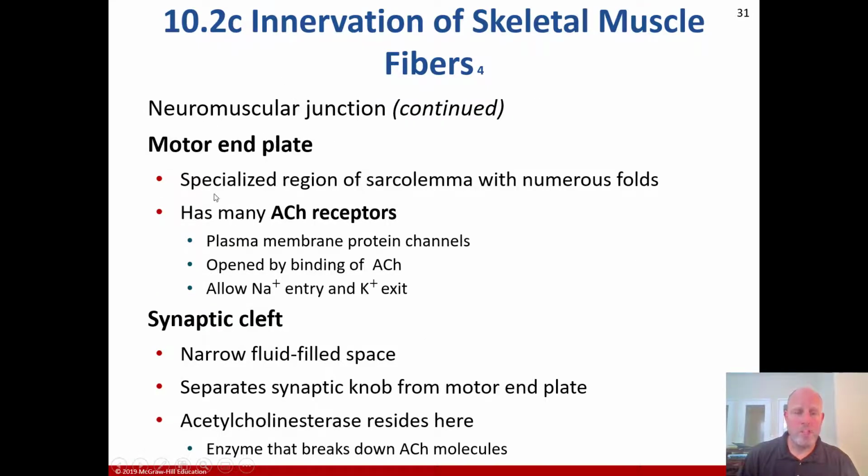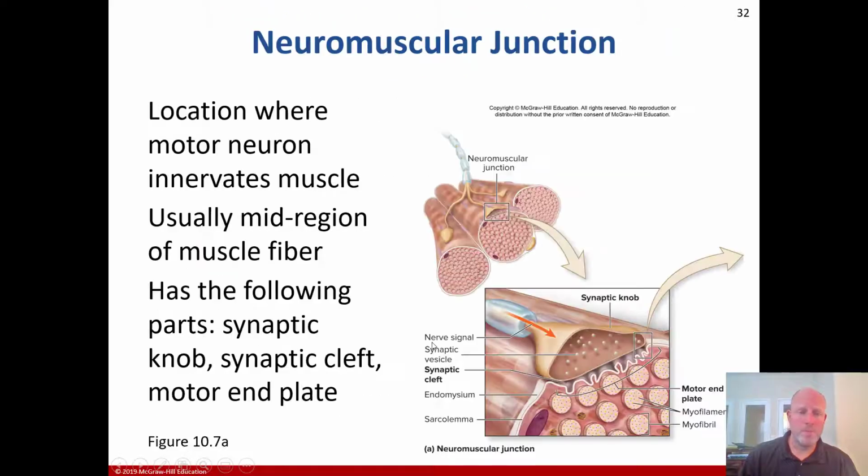The motor end plate is a specialized region of sarcolemma with numerous folds. It has many acetylcholine receptors. The plasma membrane protein channels here open by binding of acetylcholine and allow sodium entry and potassium exit. The synaptic cleft is a narrow fluid-filled space that separates the synaptic knob from the motor end plate, and acetylcholinesterase resides here. It's an enzyme, the ase part, right? It breaks down acetylcholine molecules.